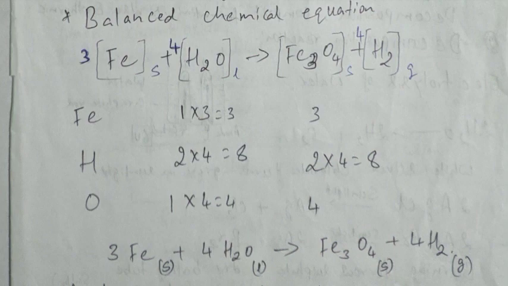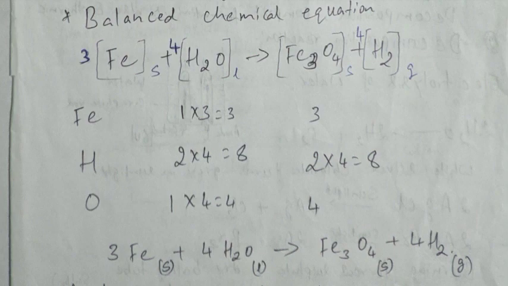So Fe, hydrogen and oxygen. In the reactants, we have one Fe. In the product, we have 3 Fe, 3 iron. In the reactant, we have 2 hydrogens. In the product, we have 2 hydrogens. They are equal. In the reactants, we have oxygen 1, but in the product, we have oxygen 4. So we have to balance it.